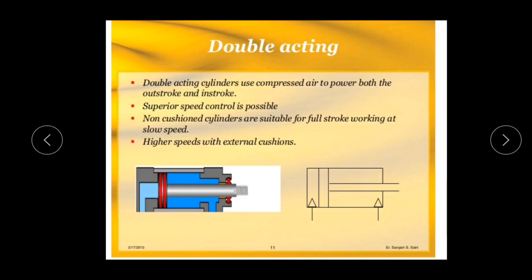So this is called a double acting cylinder. It does not require secondary sources to push the piston inside the cylinder. It is a self-operated system. Hope you understand.